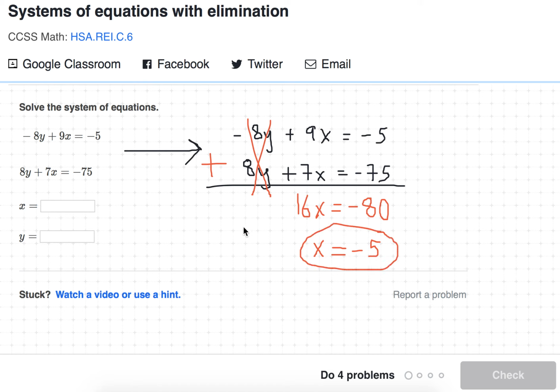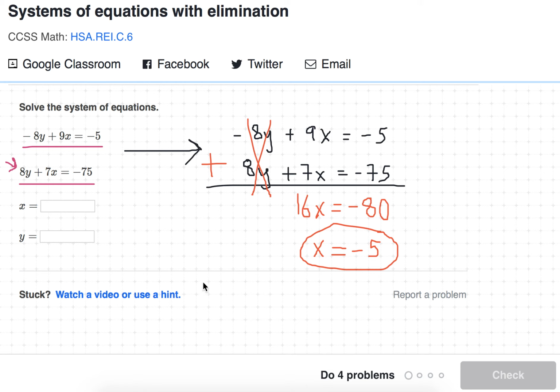So we're already halfway there. We solved for x. We know that x is negative 5. Now what we can do is we can take that negative 5 and we can plug it into either one of these equations. I'm going to choose the bottom equation because y has a positive coefficient. So let's plug negative 5 into x in that equation.